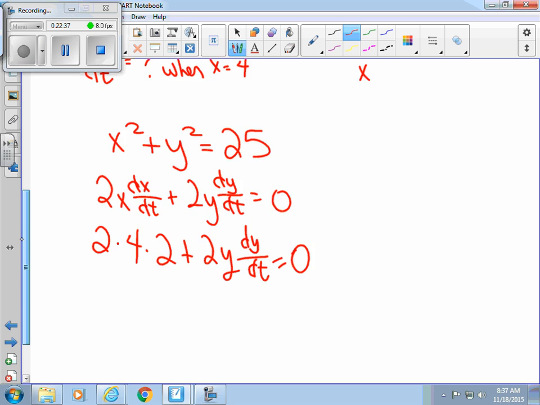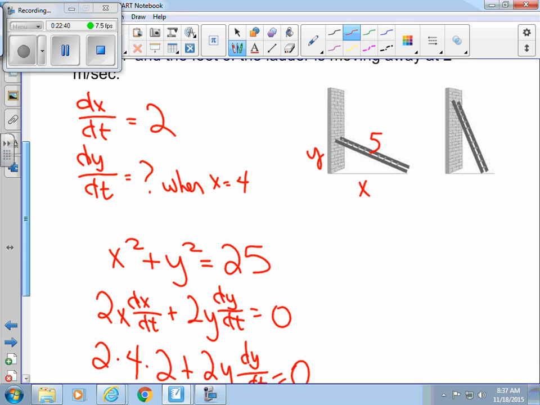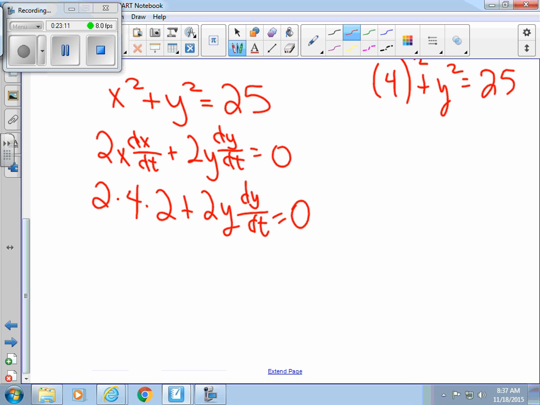So here's where I'm going to label my picture a little bit more. If x is 4, now I wouldn't do this at the beginning because you'd think they were constants. But if x is 4 and y is 5, what is the other side? 3. Everyone agree? Or I could have solved the equation. 4 squared plus y squared equals 25. 25 minus 16 is 9. Square root of 9 is 3. Either way, you can find that other variable y.